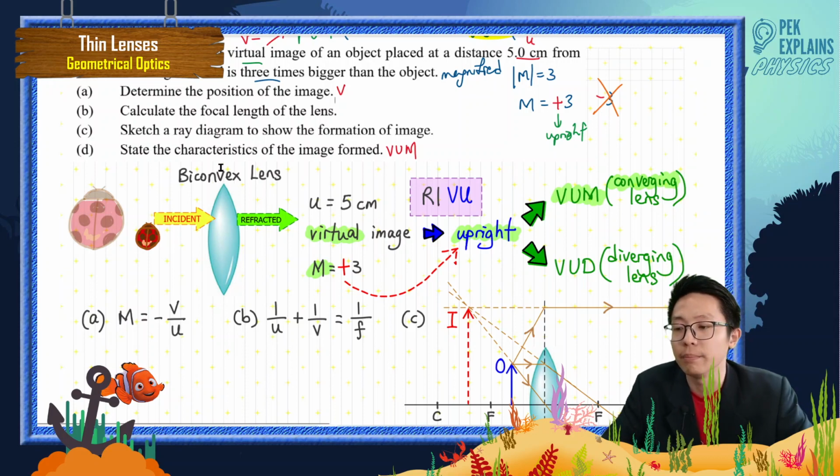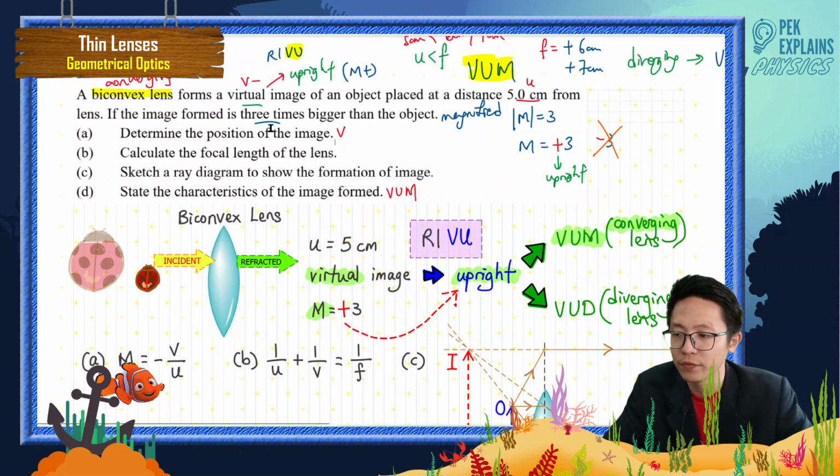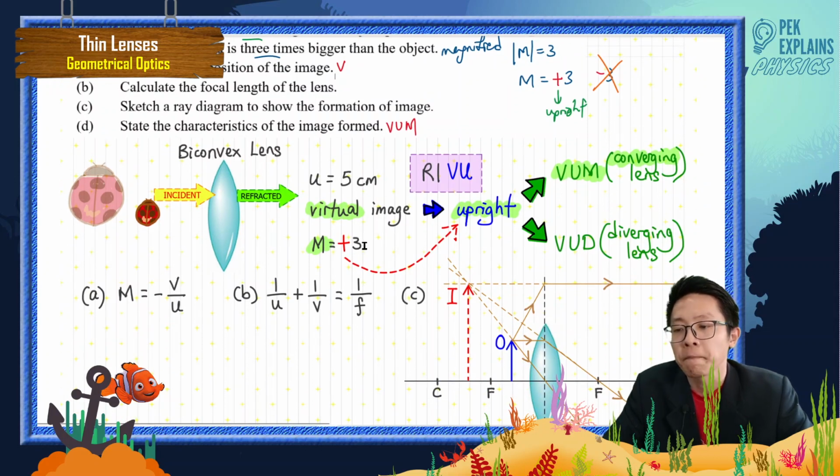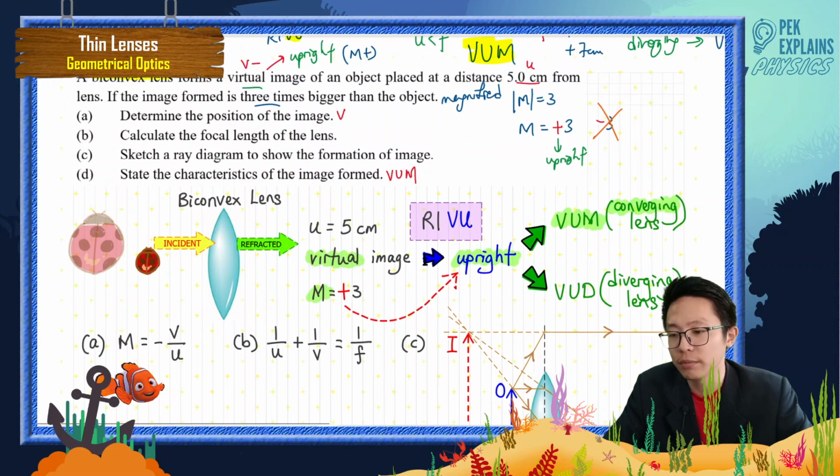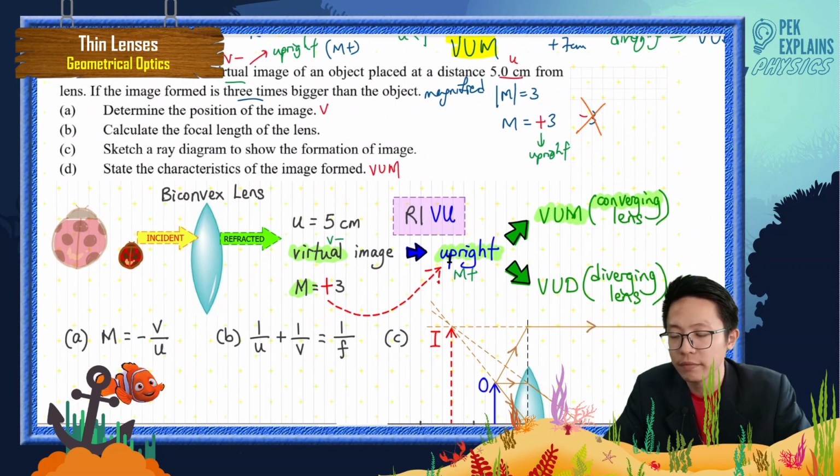And then since it's a biconvex lens, and then he says the image formed is magnified. So magnification is equal to 3, and because it is virtual, must be upright. So that's why m is positive, because if upright, the magnification is positive. Okay, virtual means v negative. Upright means m positive. M is positive 3.